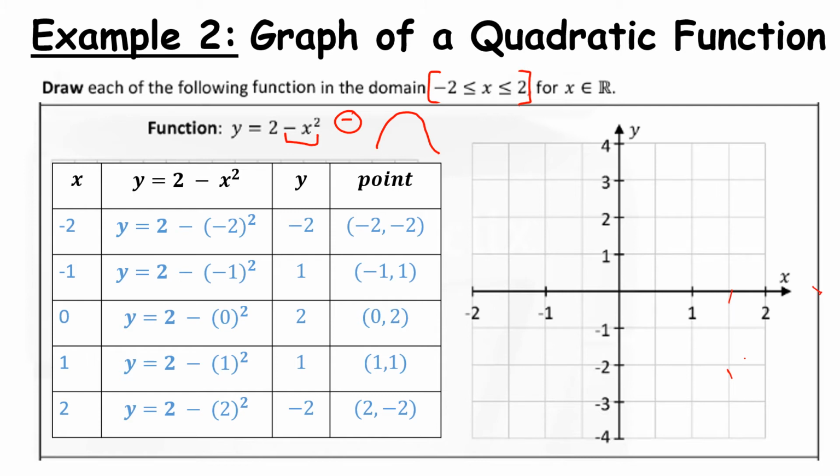So I'm going to go straight to plotting my points. I get a (-2, -2), I have a (-1, 1), I have a (0, 2), I have a (1, 1), and I have (2, -2).